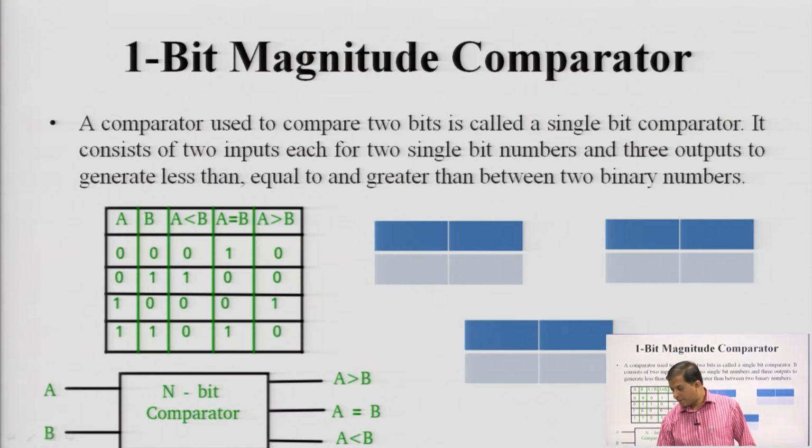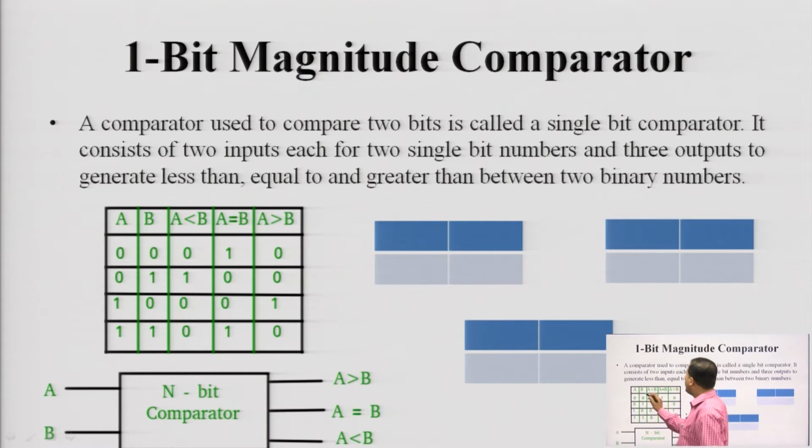So, let us start. First of all, we will discuss the 1 bit magnitude comparator. In the previous slide I have told you what a comparator is. The comparator used to compare 2 single bits is called a single bit comparator. It consists of 2 inputs for 2 single bit numbers and 3 outputs: one is A greater than B, one is A equal to B, and one is A less than B.